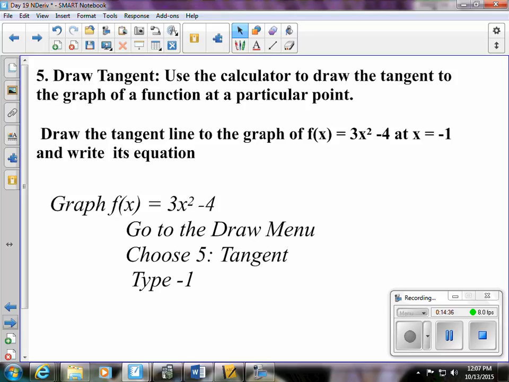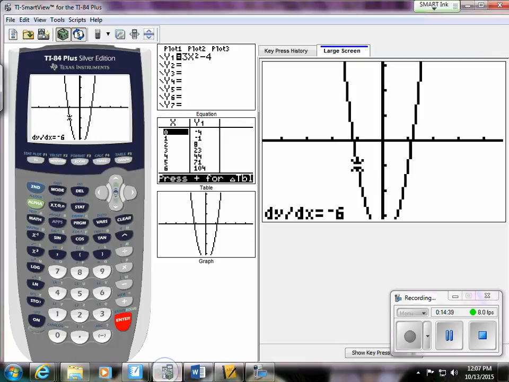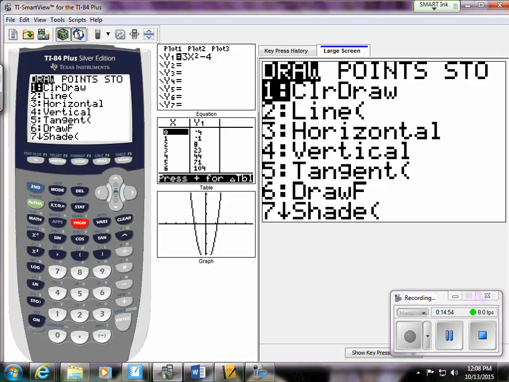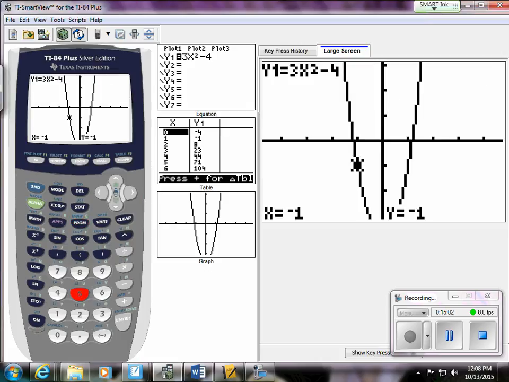So make sure that you have the graph on your screen. Does everybody have the parabola and the graph there? Okay. To draw the tangent line, you're going to go to the draw menu, which is second program. And tangent, in our draw menu, is option 5. So if you press 5, now I'm at -1 already, so I'm going to just hit enter. But if you were somewhere else, you would just type the x value where you wanted it to draw the tangent line, and then you'd hit enter. But I'm already here, so I'm just going to hit enter.